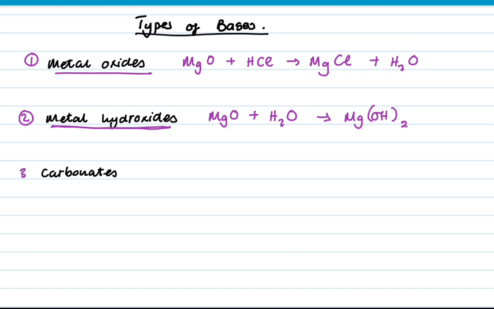And then we go to the third one, which is carbonates. Carbonates do something a little bit different from metal oxides and metal hydroxides. Rather than just reacting to give a salt and water, they react and produce carbon dioxide plus water plus also a salt. That is the only difference that we have when we use carbonates.